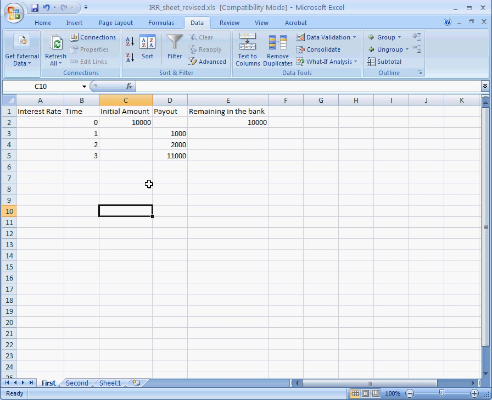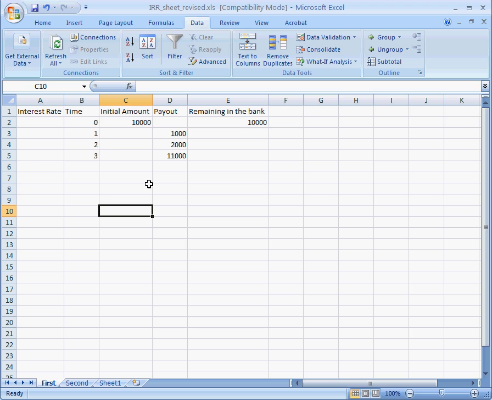Hi y'all. In this video we'll explore using Excel to find the internal rate of return. The internal rate of return is the comparable compound interest rate that would have been needed to make or receive a series of payments. For instance, suppose that you're offered an investment with the following terms. You invest $10,000 now and you receive $1,000 in 1 year, $2,000 in 2 years, and $11,000 in 3 years.